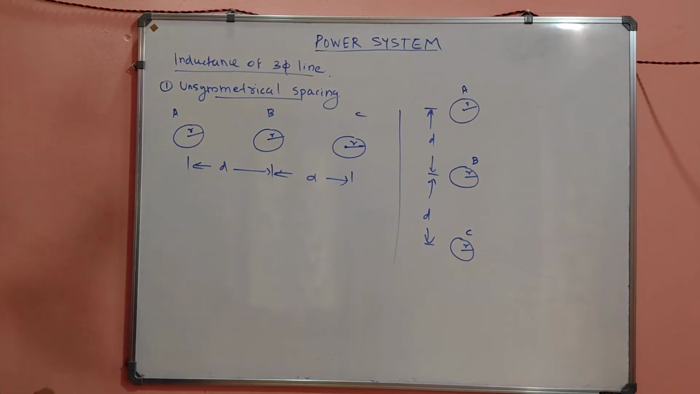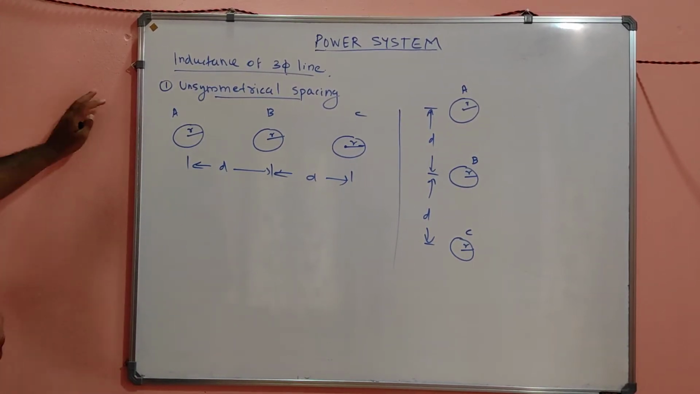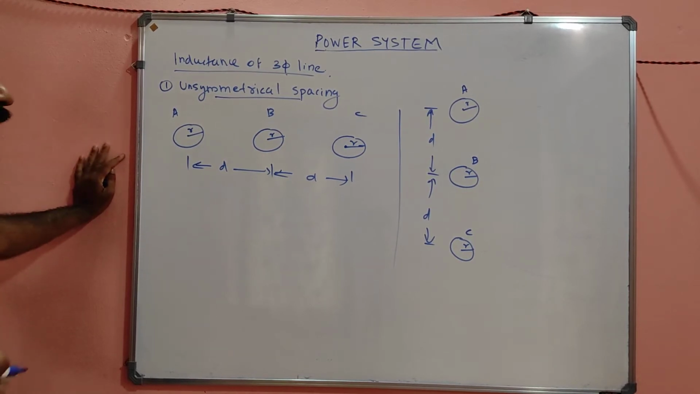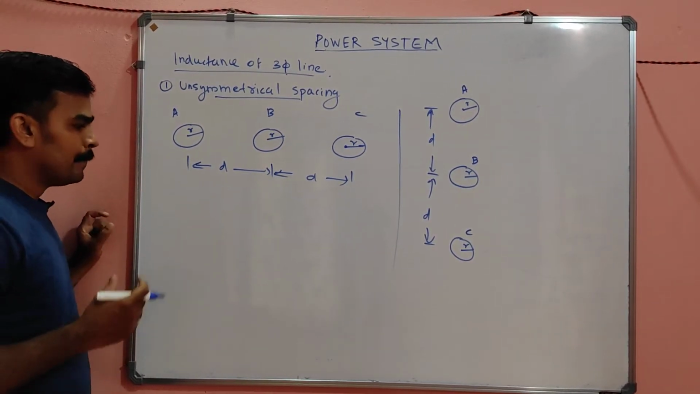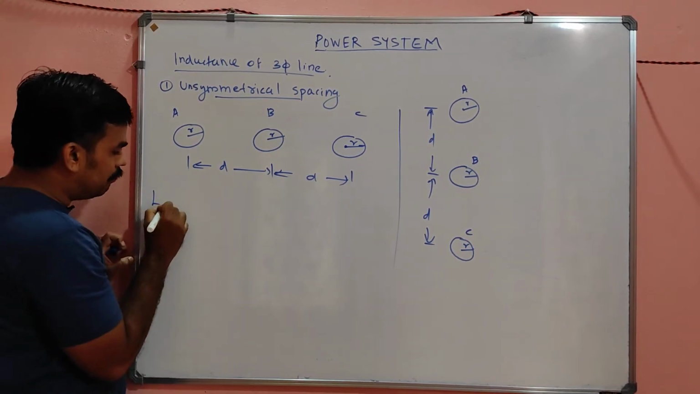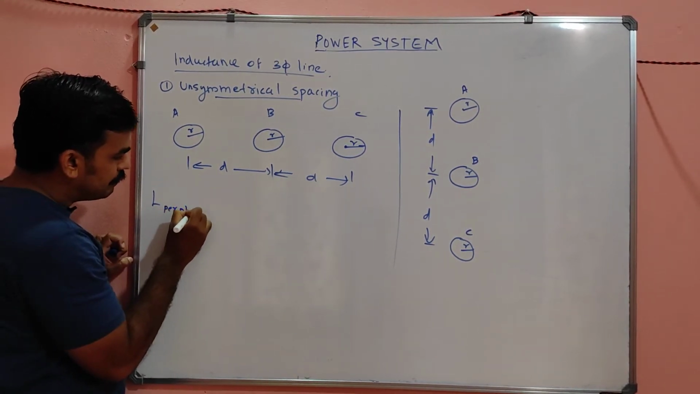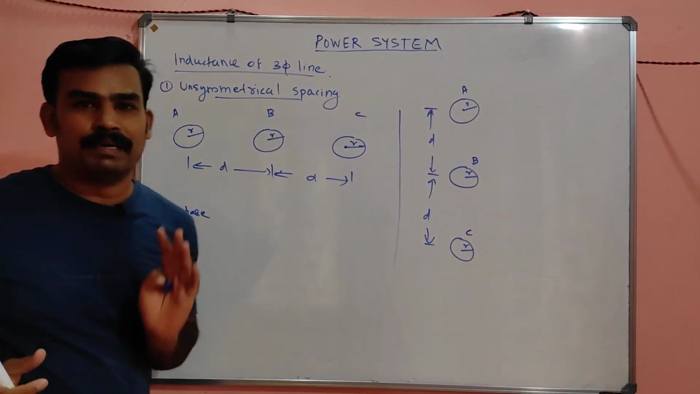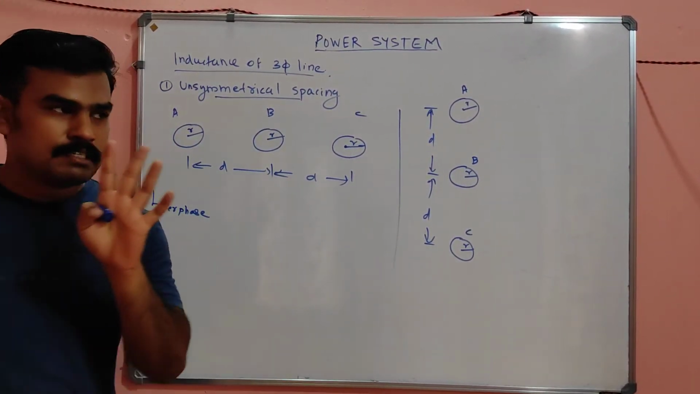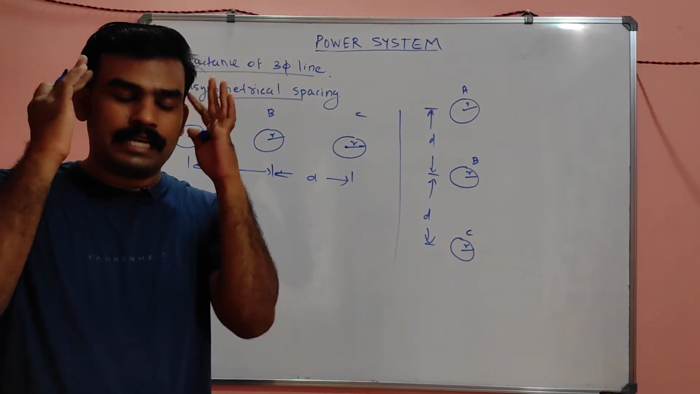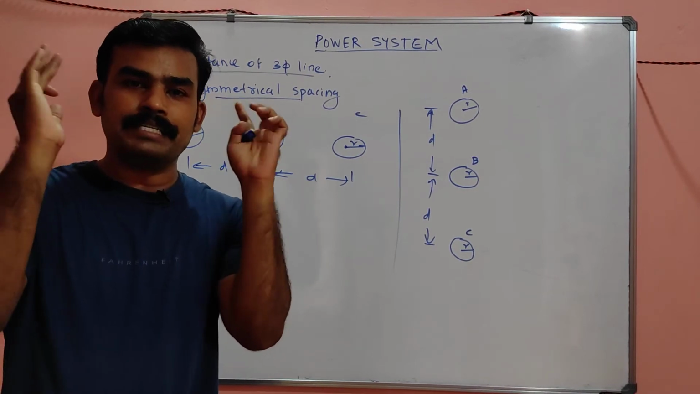So what will be the inductance of an unsymmetrical line, that we are going to discuss. The equation for the inductance per phase, L per phase, because it is a three phase line. So always we are calculating per phase unless it is mentioned to find the loop. Always think that it is a per phase value.